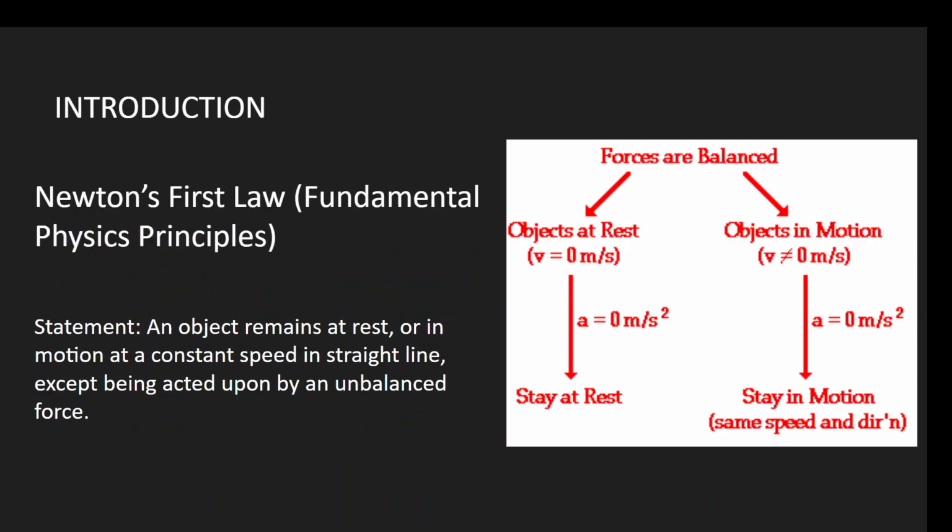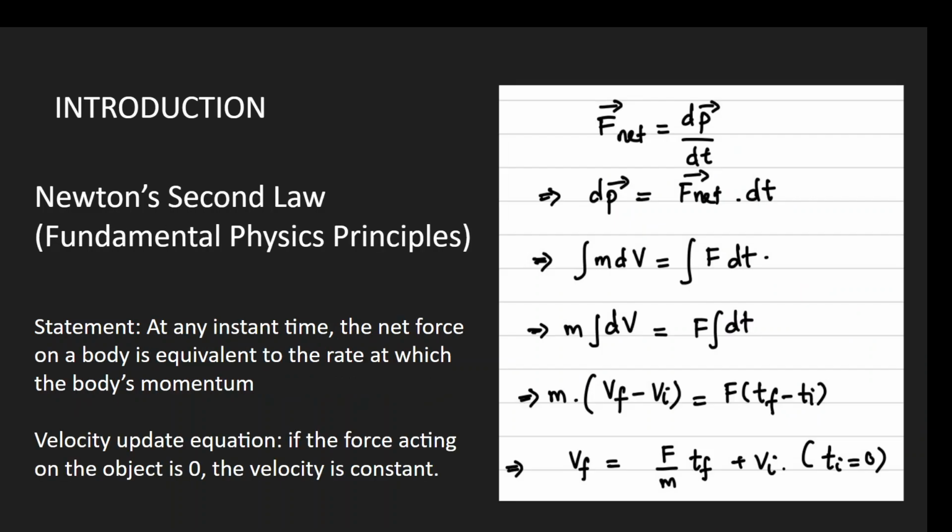So to begin with, I'll talk about Newton's first law, which states that an object remains at rest or in motion at a constant speed in a straight line, except when acted upon by an unbalanced force. This is highly related to Newton's second law, which states that at any time the net force on the body is equivalent to the rate of change of the body's momentum. When you take the integral of both sides, you'll see that m multiplied by final velocity minus initial velocity equals F multiplied by final time minus initial time, and you'll get the updated velocity equation. So you can see that if the force acting on the object is zero, the velocity is constant over time.